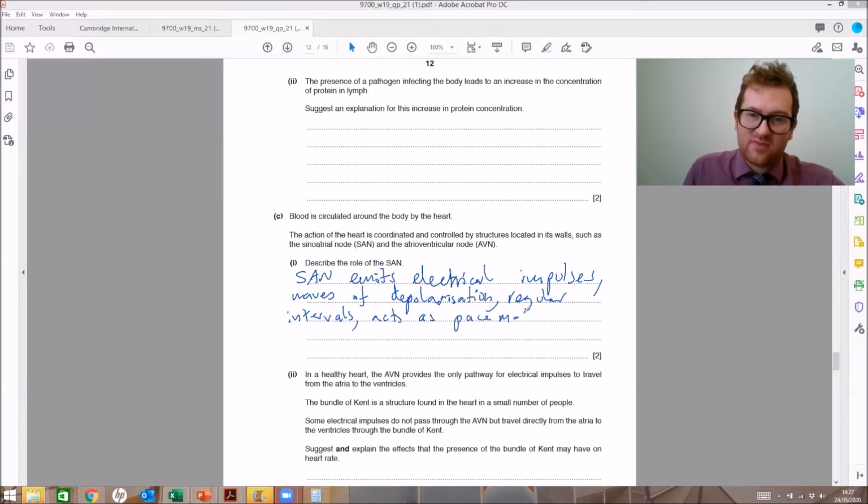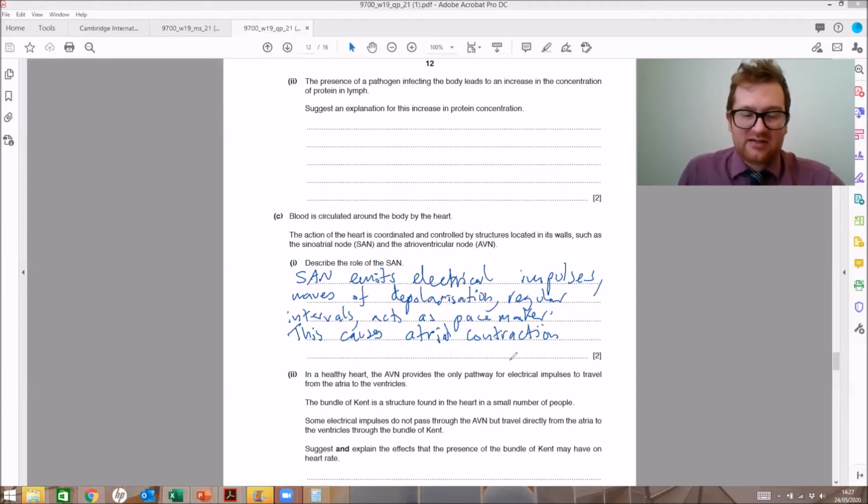So remember those people who have a faulty SAN or have problems with regulating their own heartbeat, they may be fitted with an artificial pacemaker which replaces the role of the sinoatrial node. Now, other things you could mention as well is that it causes atrial contraction. So it only really does the first part of the full process of a heartbeat itself. That's when the AVN takes over and does the second half of it as well.